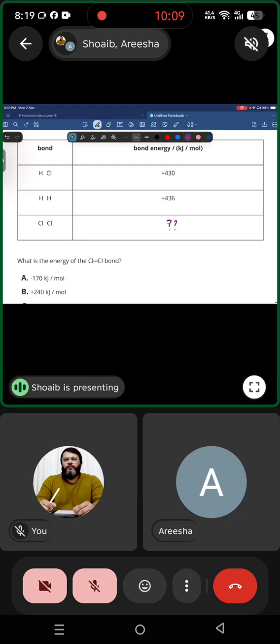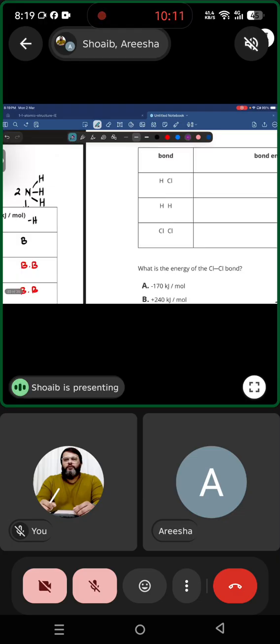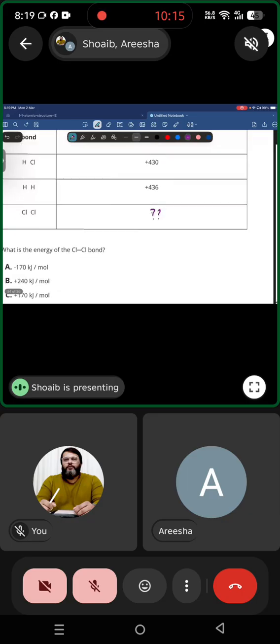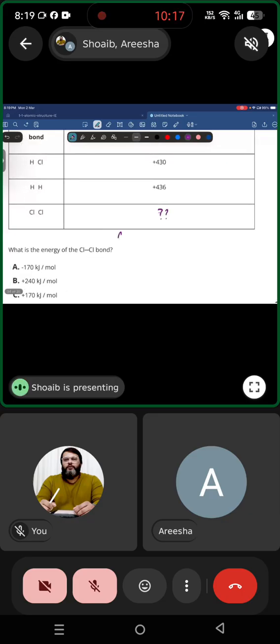I'm going to write the equation here. Let me check the equation. Chlorine and hydrogen react, bond making. So the chlorine reacts with the hydrogen, forming 2 moles of hydrogen chloride. Why have I checked the equation? Sometimes the equation is reversed, meaning the hydrogen chloride is broken down into chlorine and hydrogen.